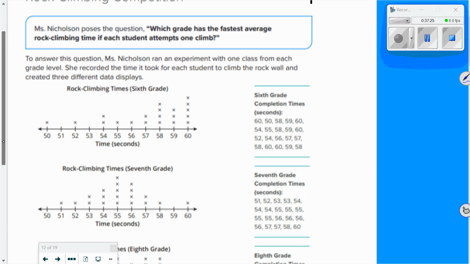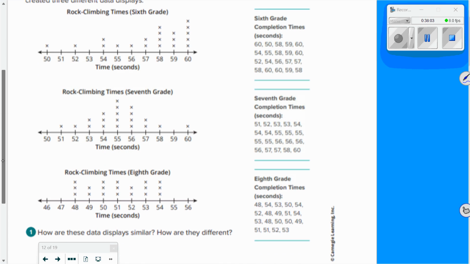It's not a great statistical question, but are my times going to be different if every student attempts one climb? So will my data vary? Yeah, so that makes it a statistical question. The way you phrased it, I don't like, because a lot of you said, wait, which grade has the fastest? There's only one answer, right? So is it a great statistical question? I would say no. I would call it a statistical question because they put rock climbing, each student has one climb. So we're getting a bunch of data that's going to vary. That's where the whole statistical question piece gets a little complex.